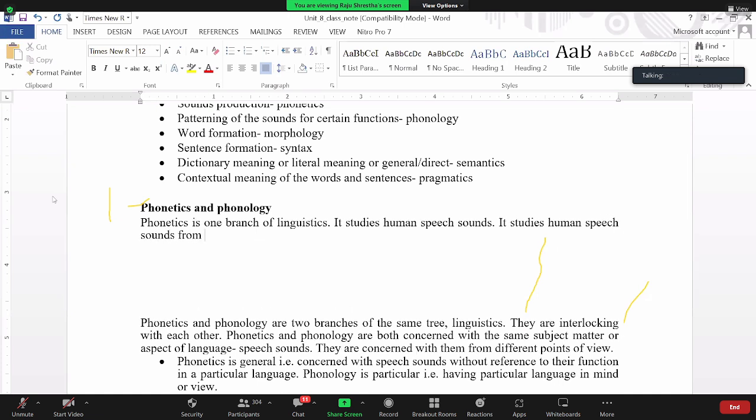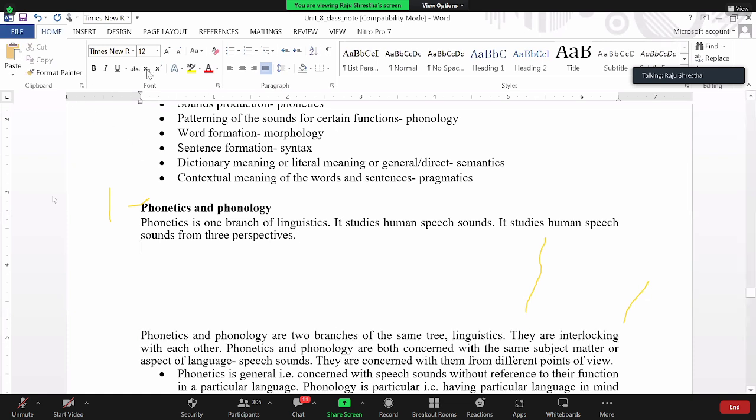Three points of view, three perspectives, three angles. For example, the production point of view: one is how sounds are produced. Production point of view.